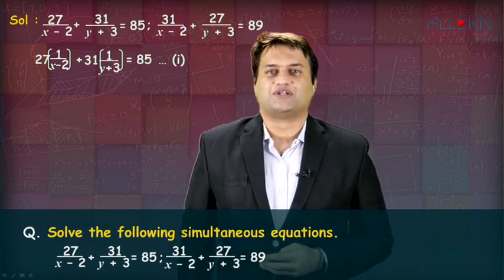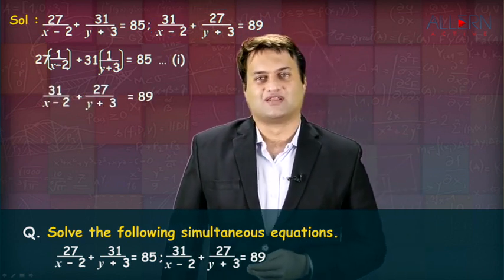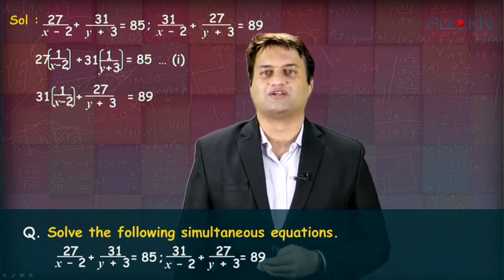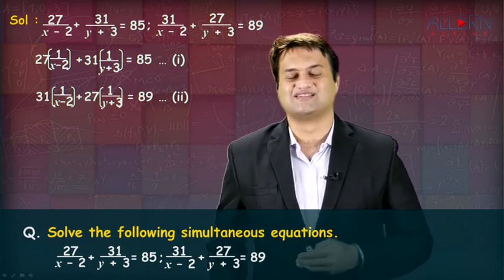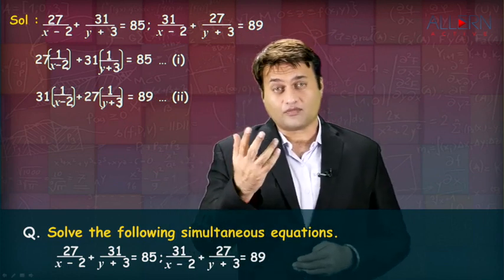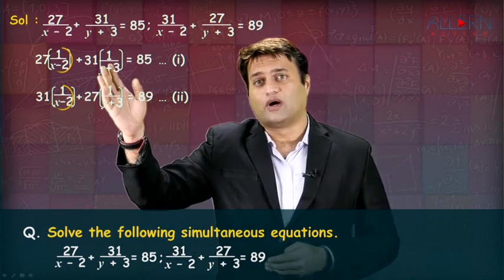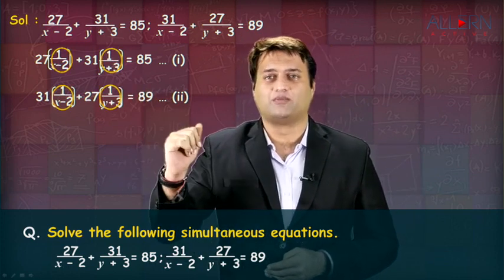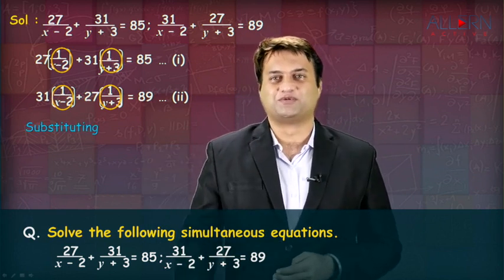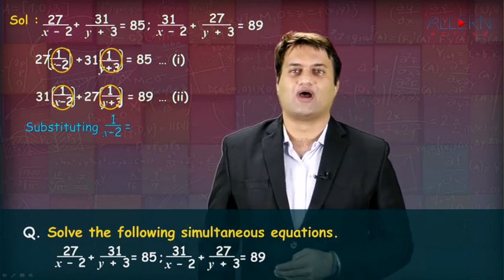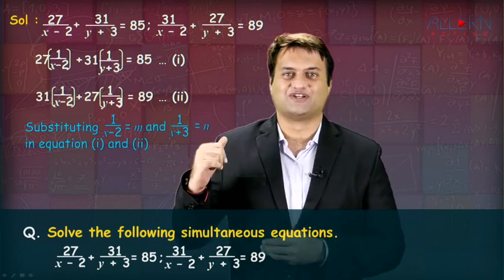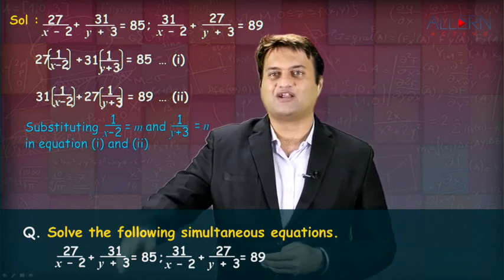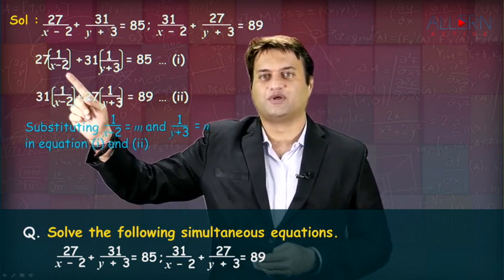This is the first equation. The second equation is 31 into 1 upon x minus 2 plus 27 into 1 upon y plus 3 is equal to 89. This is the second equation. Now, it is very clear that 1 upon x minus 2 and 1 upon y plus 3 are common. So, let us substitute 1 upon x minus 2 as m and 1 upon y plus 3 as n in the first and the second equation. Let's start with the first equation.